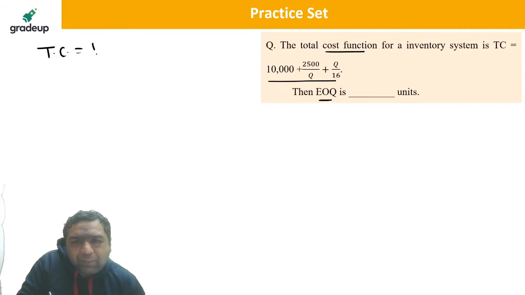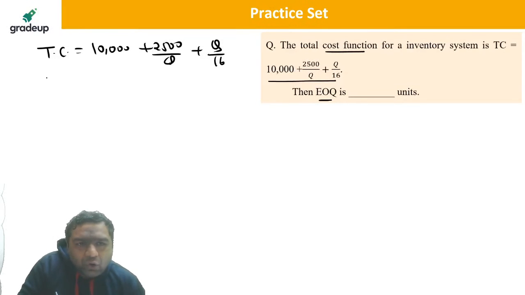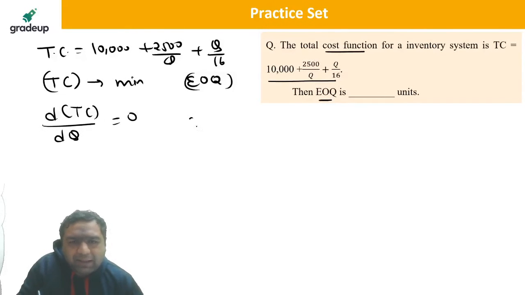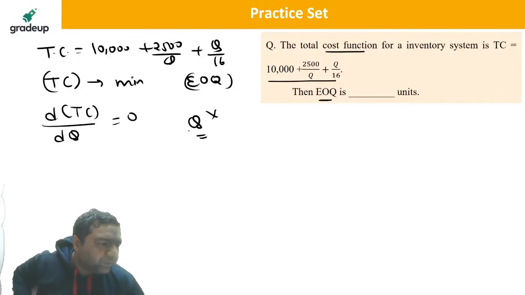This is a special type of question for you guys. Plus 2500 divided by Q plus Q by 16. And you know total cost, when you go for minimization, you will get the economic order quantity. So just do d(TC)/dQ equals 0. You will get the Q star. Solve it.